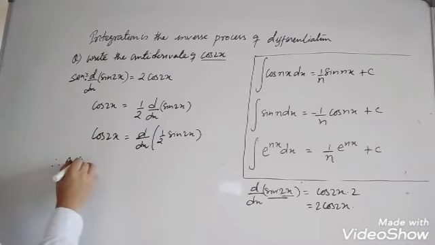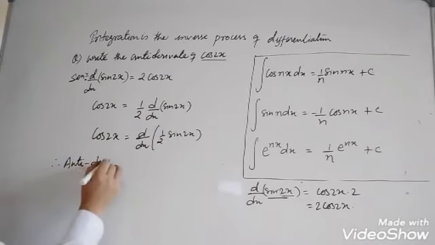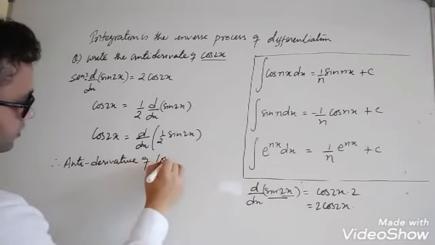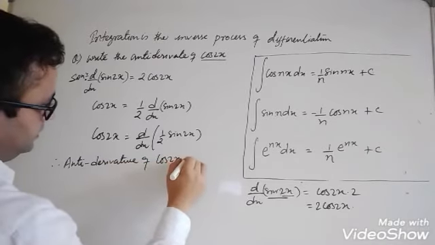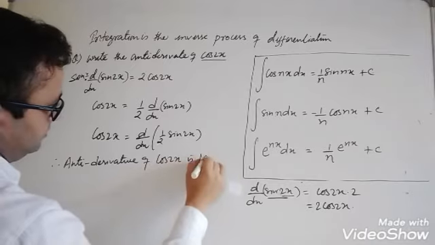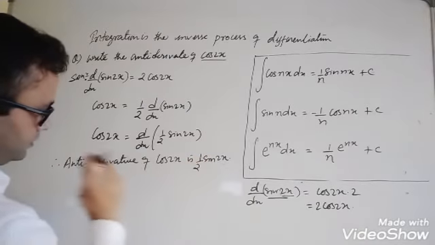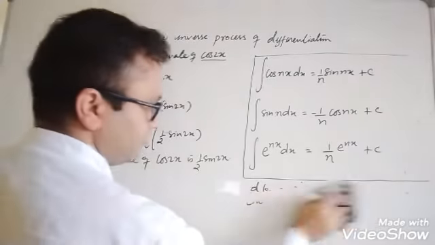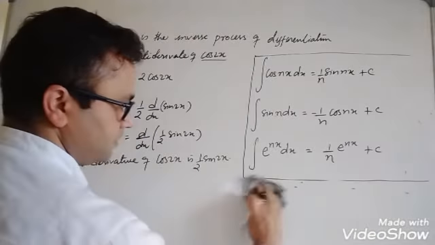Antiderivative of cos 2x is 1 by 2 sin 2x. Okay. We can check also.